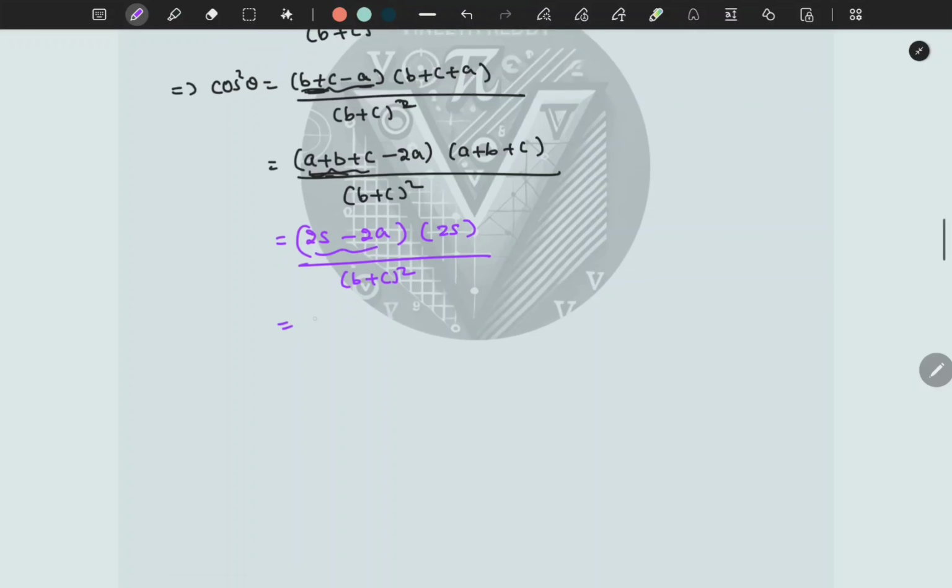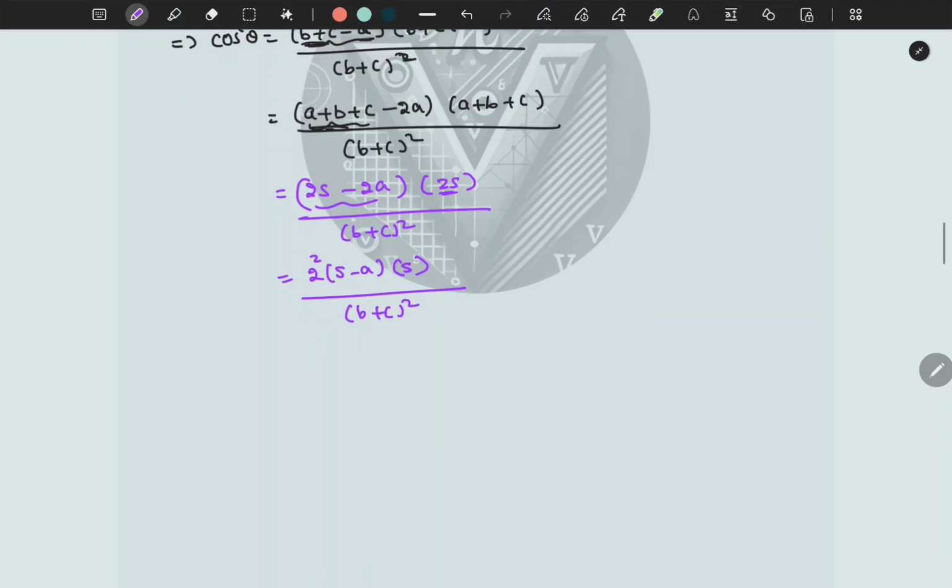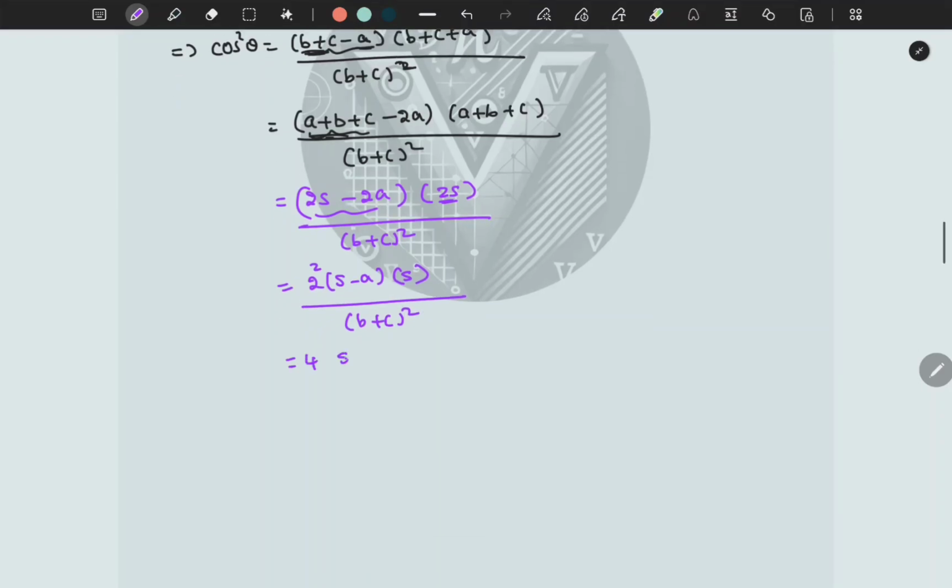Can we take 2 common here? Yes. So if I take 2 common, we get 2 times s minus a into, so I can take one more 2 common from here. I get 2 square into s divided by b plus c whole square. So we ultimately have 4 into s minus a divided by b plus c whole square.